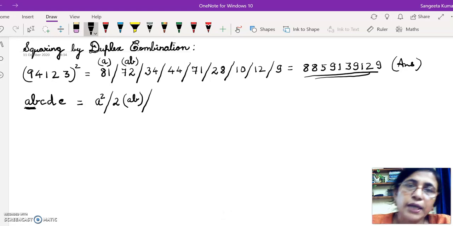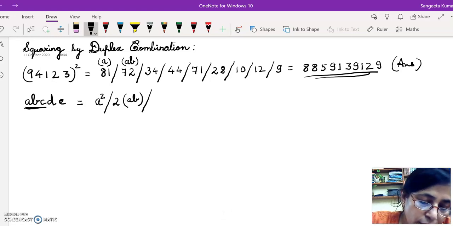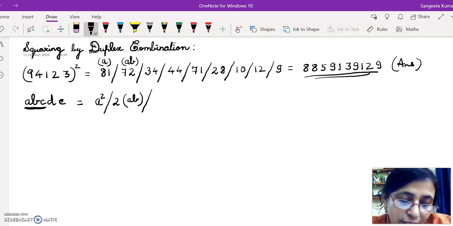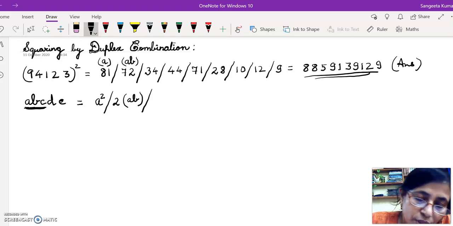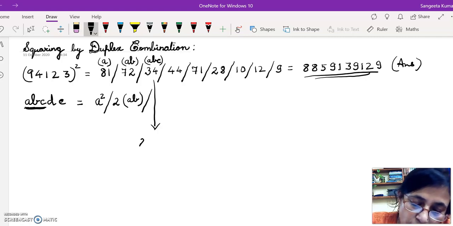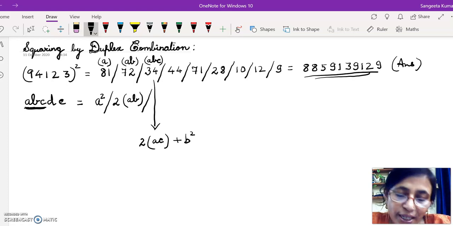Now for the third part, I take the first 3 digits, that is A, B, C. For finding the duplex of A, B, C, I have to take A and C together, twice of A and C, and the square of B, the center digit, is taken. So 34 is nothing but A, B and C. And how have I found it? By taking twice A into C plus B square. This is the third part of my answer.